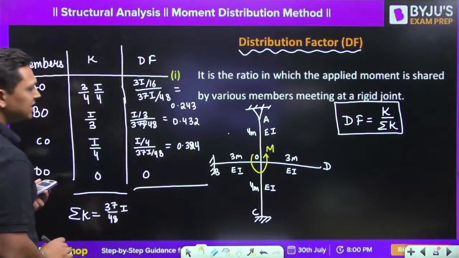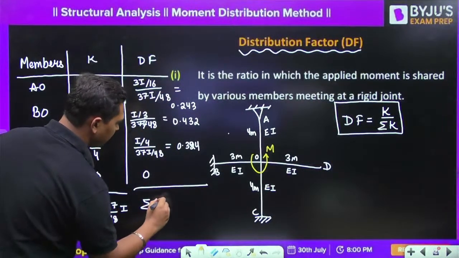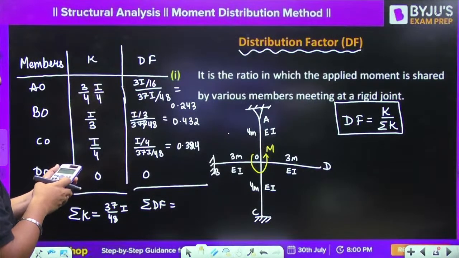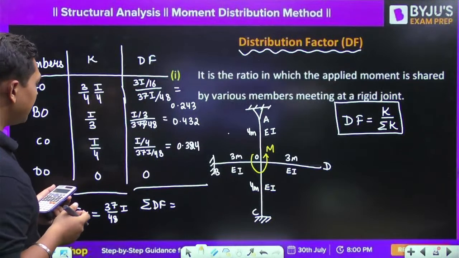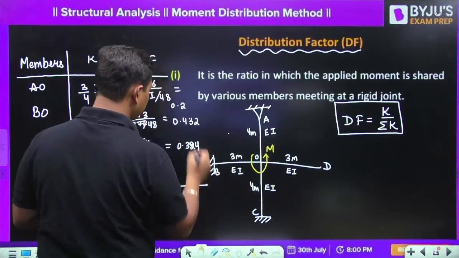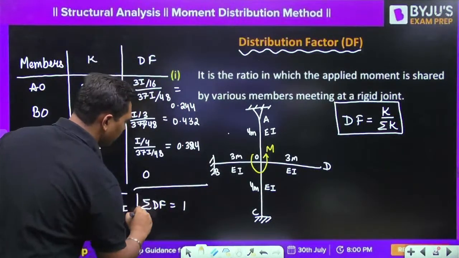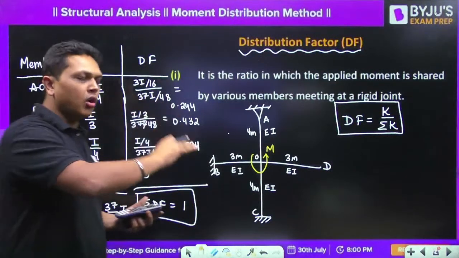So these are the distribution factors. Now just do the summation of all the distribution factors over here. How much are you getting? You will get 0.999. So you can round off any one of the values. Okay, let us round off this 0.244, let us say. So it will come out to be equal to 1. So the summation of the distribution factors at a joint is always equal to 1.